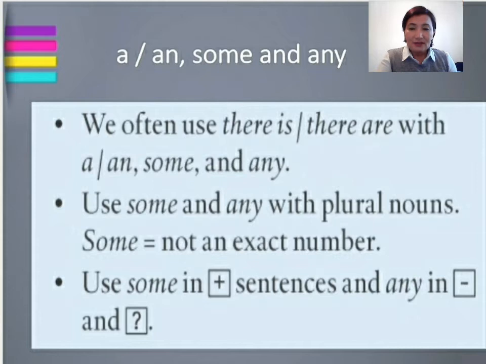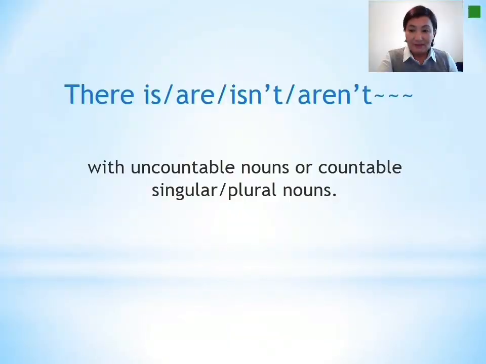Articles a, an, and the indefinite pronouns some and any. We often use there is, there are with the indefinite articles a, an, and the indefinite pronouns some and any. We use some and any with plural nouns, and the indefinite articles a, an with singular nouns. Some means not an exact number. Use some in affirmative sentences, and any in negative and interrogative sentences.